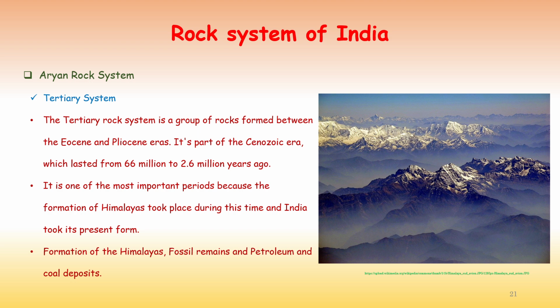The Tertiary rock system is a geological period that was part of the Cenozoic era, lasting from 66 million years ago to 2.6 million years ago. The Tertiary period is significant for a number of reasons, including formation of the Himalayas, fossil remains, and petroleum and coal deposits.